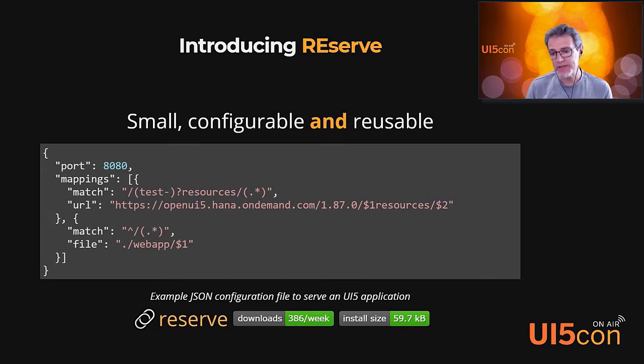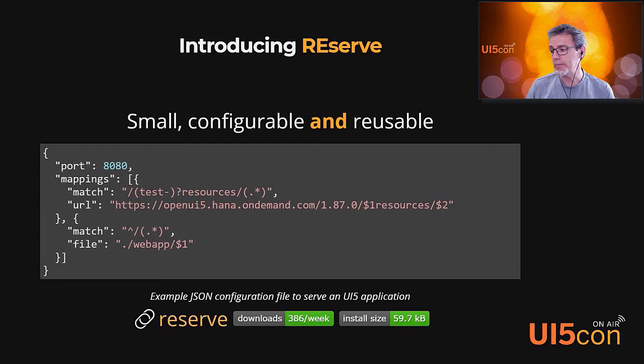Reserve is a very small web server, less than 60 kilobytes, written in JavaScript using Node.js. And it allows you to develop very quickly a web server that has very convenient features to deliver a UI5 application, for instance. So on the screen here, you can see that with a simple JSON, like the one written on the slide, you have two mappings.